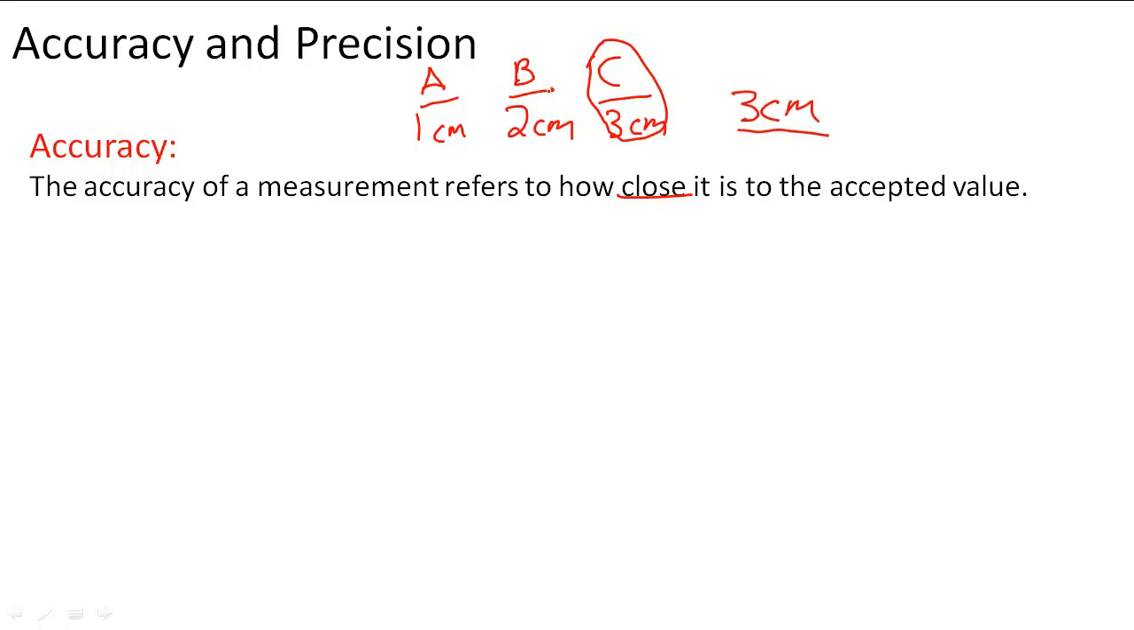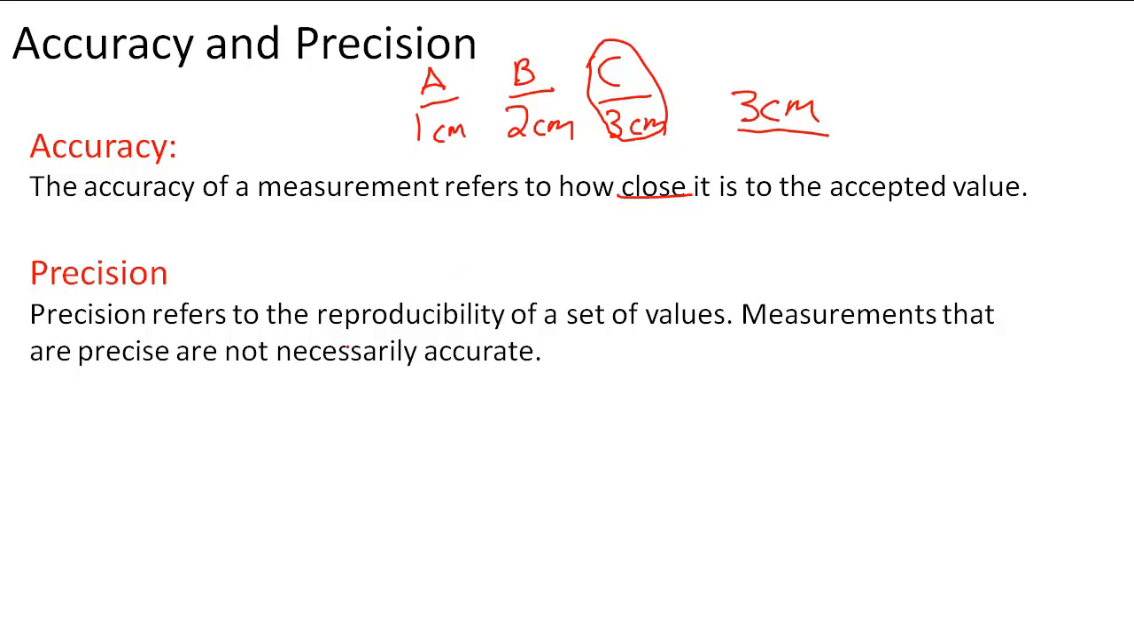So that is accuracy. The difference between accuracy and precision, though, is that precision refers to the reproducibility of a set of values. So can you reproduce the same results? If that person kept measuring that same thing, does he keep getting 3? Or does he get 2.7? Then he gets 3 sometimes, then he or she gets 4, or gets 3.3, and then gets 3. Are they precise? Do they get the same measurements? Measurements that are precise are not necessarily accurate.